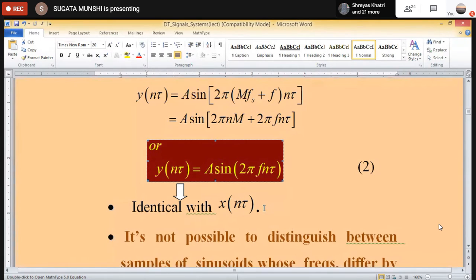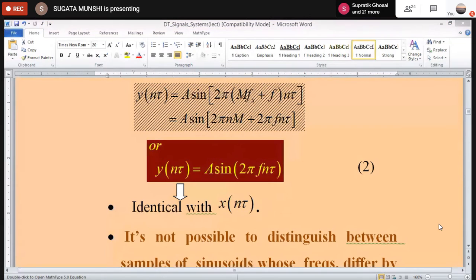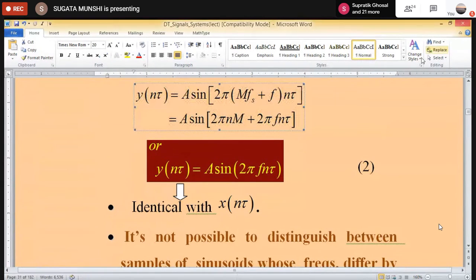Sir, I think in y(n tau), the first term inside the sine bracket will be 2 pi n m fs tau. Oh, sorry. Yes, right. Yeah, that's all right. Twice pi n m fs tau, but what is the product fs into tau? That is 1.